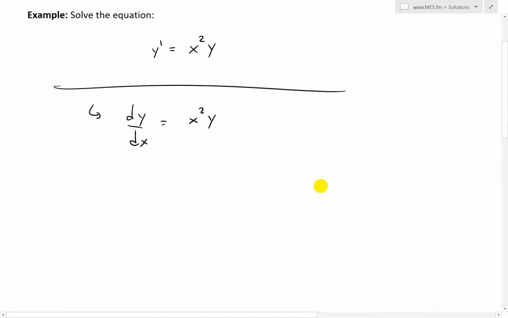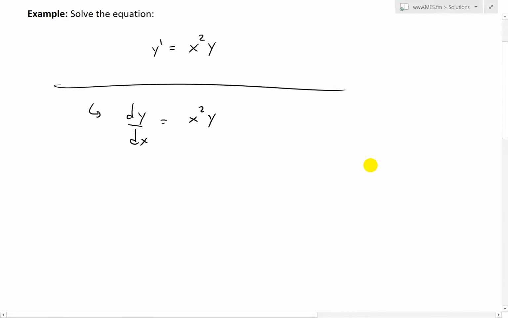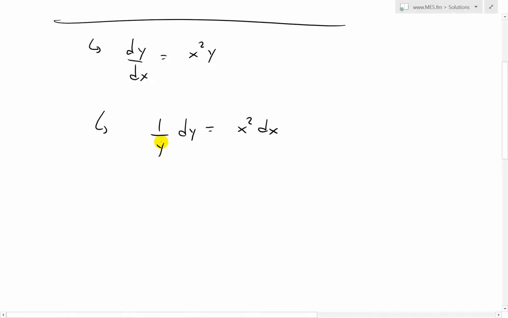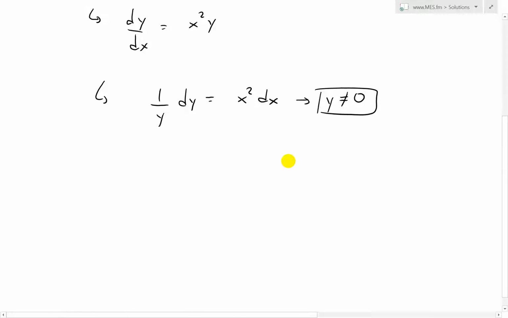And also recall from my separable equations video, we can basically rearrange this so that we'll have all the y's on one side, all the x's on the other. In this case, if we divide by y and then multiply by dx on both sides, we get 1 over y dy equals x squared dx. Except this 1 over y is not defined when y equals 0. So to solve it this way, we have to impose that y is not equal to 0. So this is for the case y is not equal to 0. We can solve it like this.